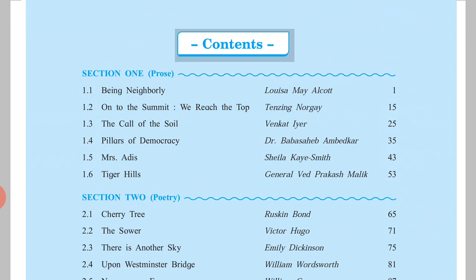The first prose lesson is 1.1 Being Neighborly, written by Louisa May Alcott. The second lesson is 1.2 On the Summit We Reach the Top, written by Tenzing Norgay. The third lesson is The Call of the Soil, written by Venkat Iyer. 1.4 Pillars of Democracy, written by Dr. Babasaheb Ambedkar. 1.5 Mrs. Addis, written by Sheila Kaye-Smith. 1.6 Tiger Hills, written by General Ved Prakash Malik.